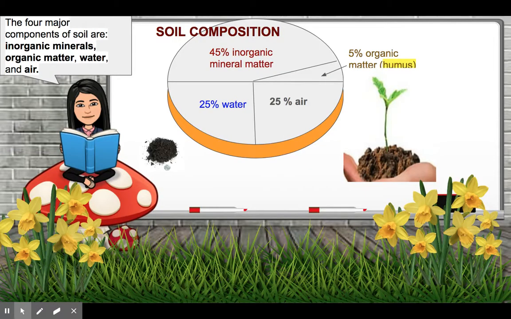The four major components of soil are inorganic minerals, organic matter, water, and air. 45% of soil composition is inorganic mineral matter, 5% is organic matter, also called humus, and the remaining 50% is for water and air. There's always a misconception that soil has no air. Air is part of the soil components. So it's not just water and inorganic and organic matter.